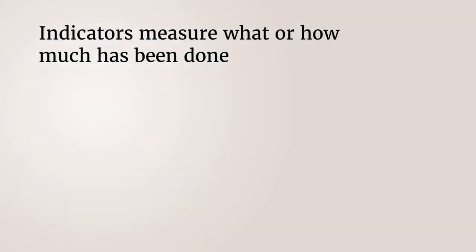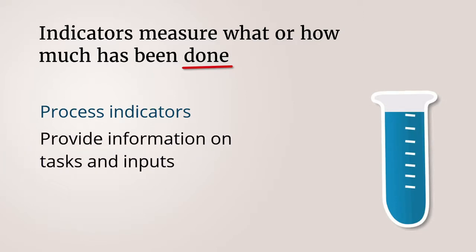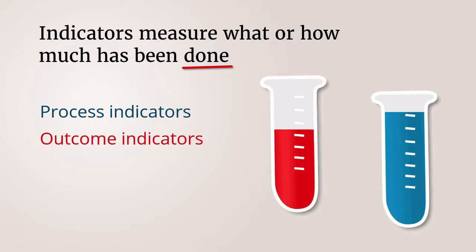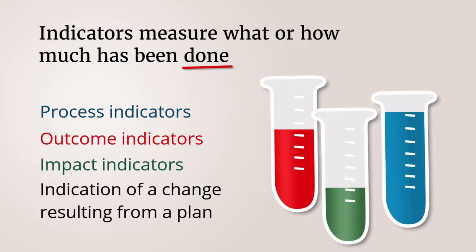Indicators measure what or how much has been done. Process indicators provide information on tasks done and inputs consumed as part of activities to achieve objectives. Process indicators are collected regularly on a weekly, monthly, or quarterly basis. Outcome indicators are used during a project to assess if the path taken is working well and if changes need to be made to the plan's objectives. These are collected over longer intervals, once or twice a year. An impact indicator is an indication of change that has resulted from a plan. Impact indicators are collected and reported on at the end of a project, after the objectives have been completed.